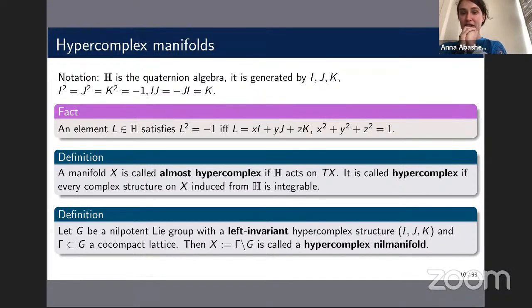In the same way as we gave a definition of a complex nilmanifold, we can give the definition of a hypercomplex nilmanifold. But here we start with a nilpotent Lie group with a left invariant hypercomplex structure. Then we find a co-compact lattice in it, take the quotient, and the quotient is what is called a hypercomplex nilmanifold.